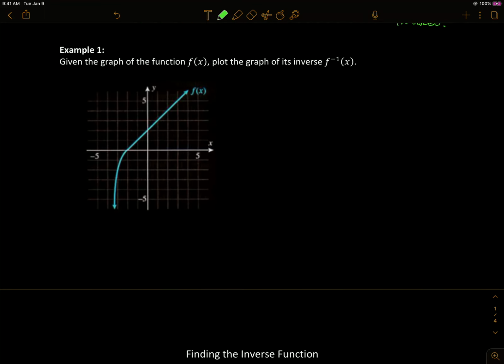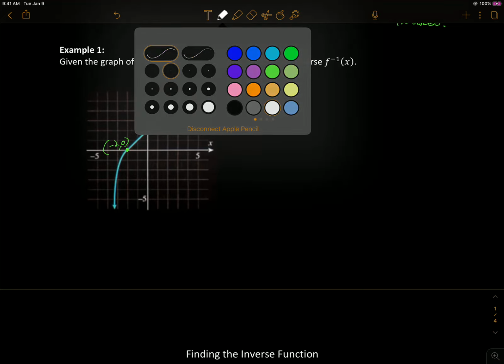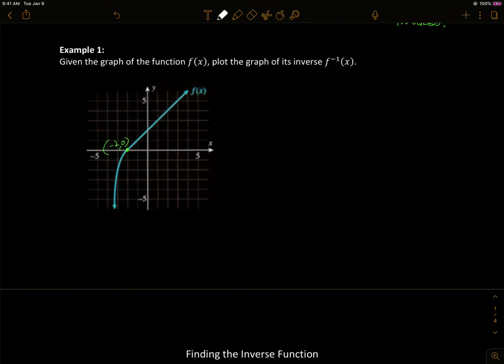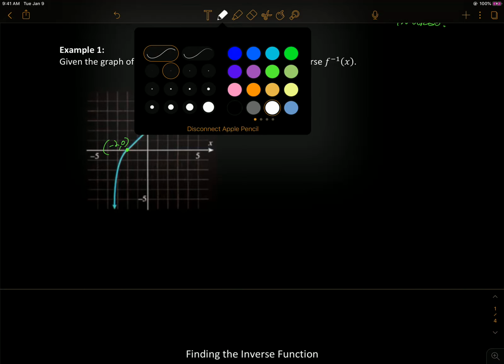So here's an example. We're given a graph f of x. We want to graph its inverse. So I can identify some key points on here. I've got -2, 0. Whoops. That's a point on the graph. So if I graph the inverse, I'm going to go in white. If I graph 0, -2, that would be right here. That would be the sister point. Actually, let me do the point and the sister point in the same color. I'll do them in pairs like that.